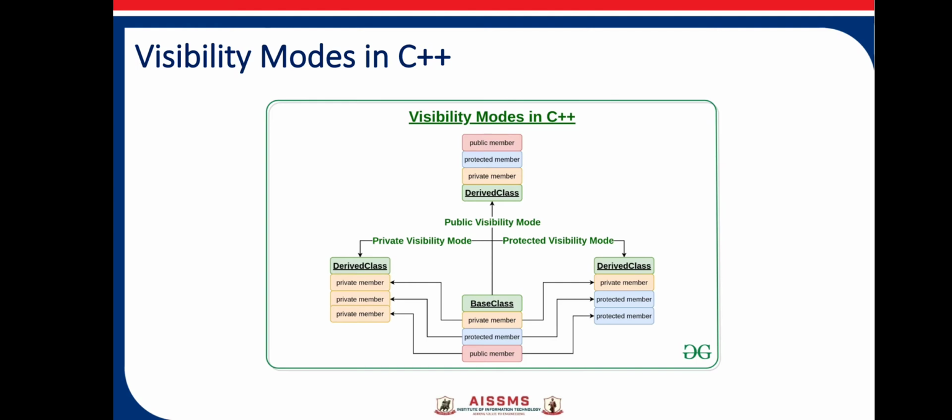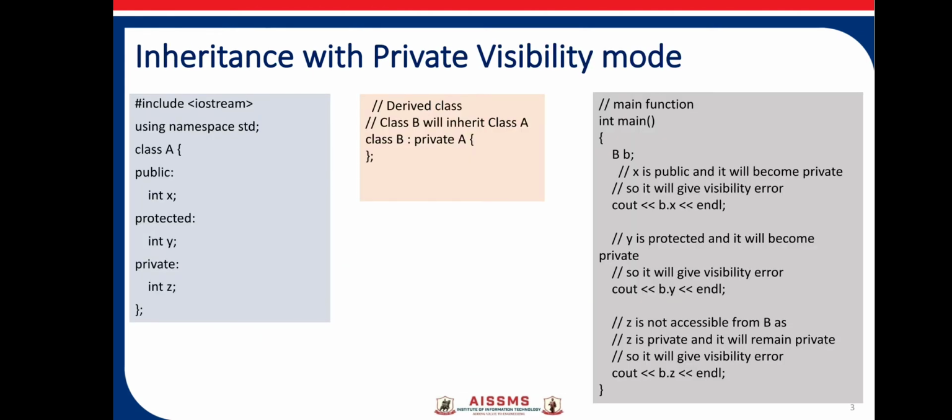So to learn this concept, first we need to use the inheritance concept. By considering this inheritance concept, in this given example, we derived a class B with the help of base class A. In base class A, we declare three data members. Out of this, int x in public visibility mode, int y in protected visibility mode, int z in private visibility mode. We derived a class B with the private visibility mode from the base class A.